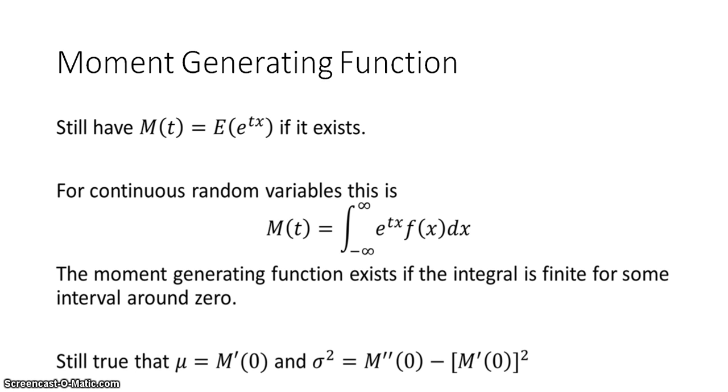It is still the case when we're working with continuous random variables that the mean is the first derivative of the moment generating function evaluated at 0, and that the variance can be found by taking the second derivative of the moment generating function evaluated at 0 and then subtracting the mean squared.